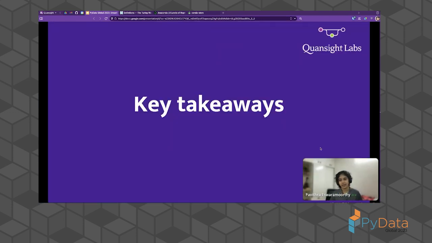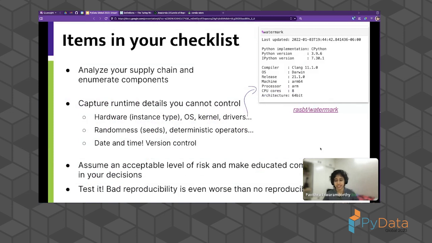And finally, with that, we've come to the end of the talk. So I'll leave you with some key takeaways. First things first, we discussed making reproducibility, being proactive about it. So analyzing supply chains, enumerating components, thinking about risk. Capturing runtime details that you don't control, which is a part of the framework, right?